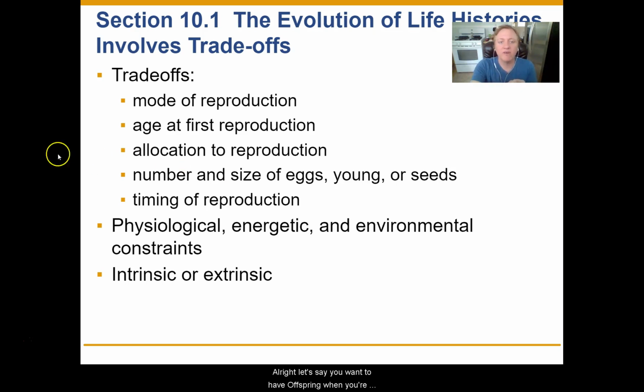Or let's say you want to have offspring when you're very, very young. Well, you haven't fully developed yet, and so you're probably only going to be able to maintain or even be able to birth one offspring at a time.